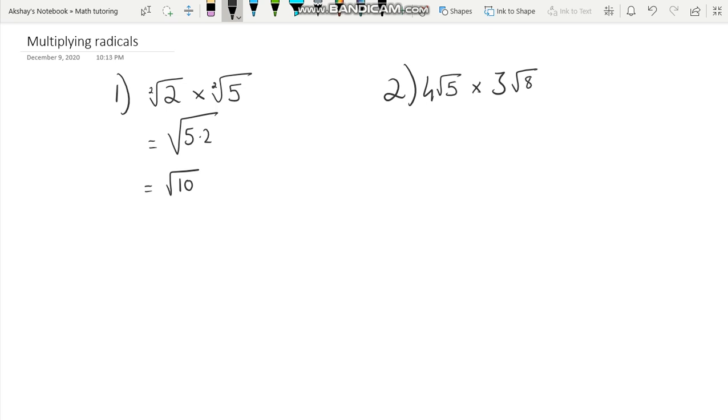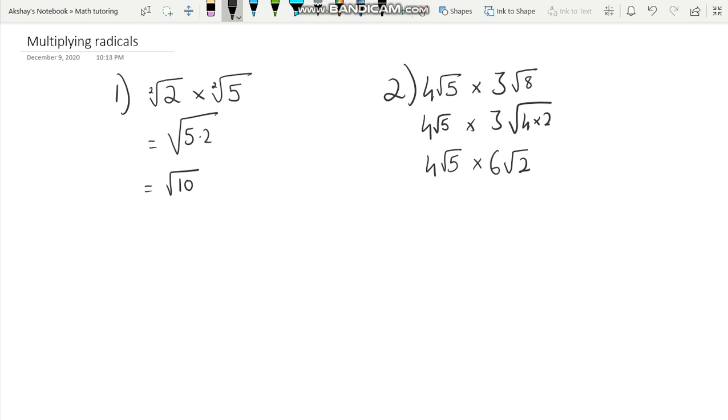Moving on to a little more complicated question with coefficients of 4 and 3. So we have 4 square root 5 times 3 square root 8. Because I have an 8 here, which I know can be simplified further, I'm just going to work on that here. 8 can be represented by 4 times 2. I know 2 squared is 4, and the square root of 4 is 2, so I can take out my 2 from that. So I get 6 root 2.